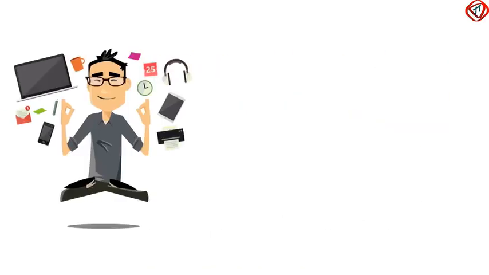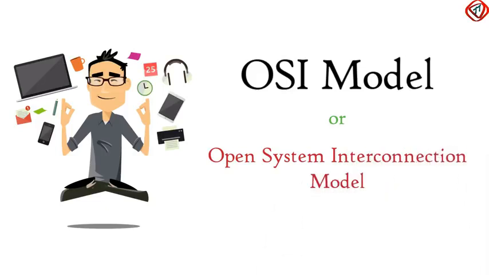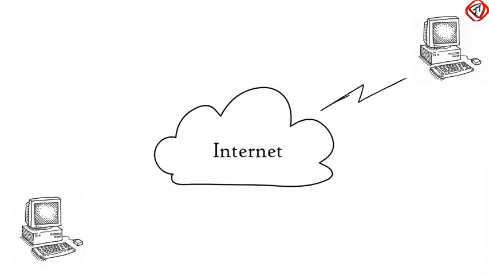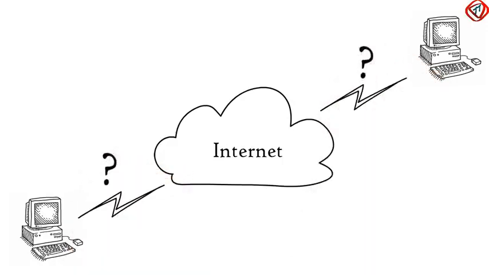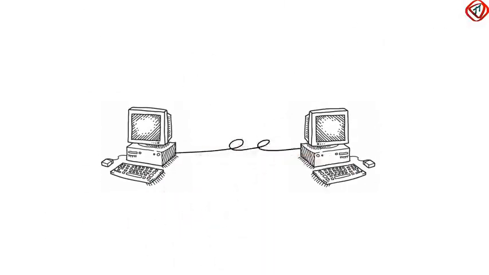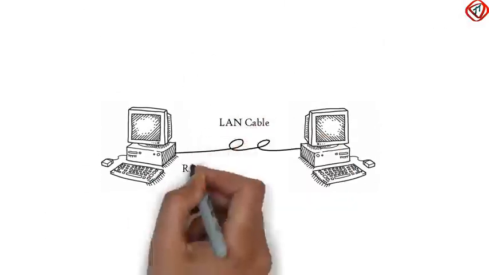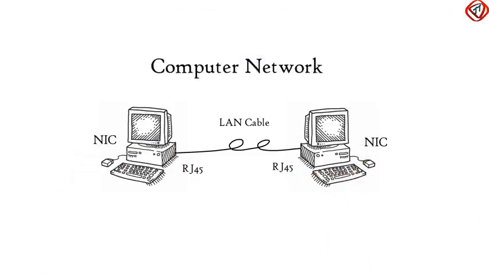Today we are going to learn about the OSI model, or Open System Interconnection Model. So let's start. The OSI model defines and is used to understand how data is transferred from one computer to another in a computer network. In the most basic form, two computers connected to each other with a LAN cable and connectors, sharing data with the help of network interface cards, forms a network.